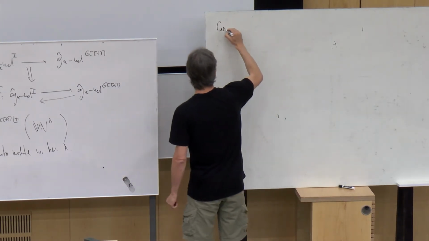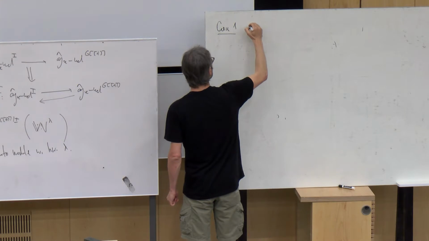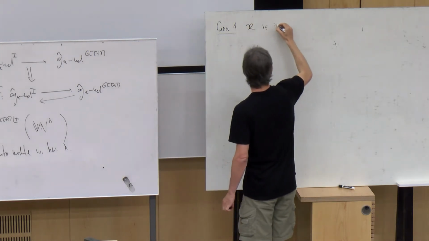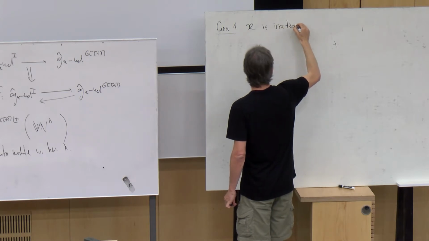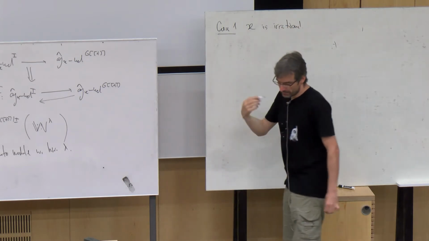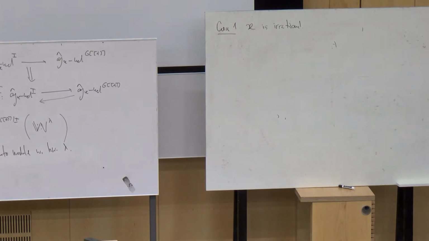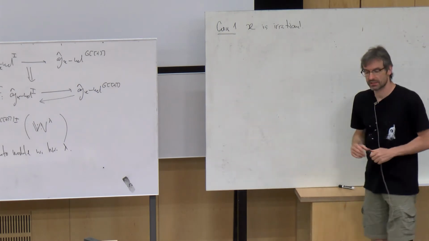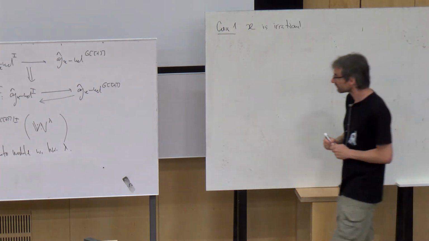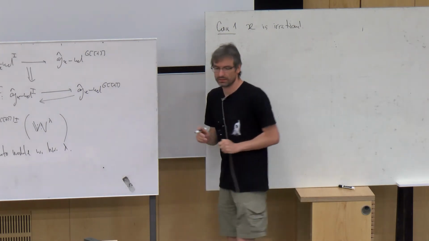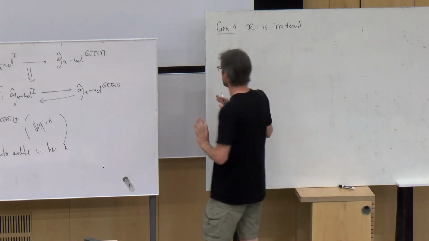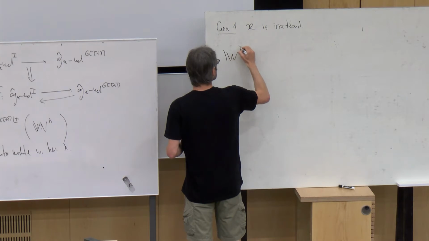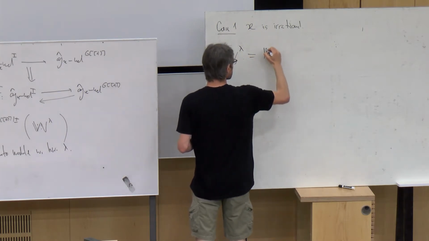So case one is when our kappa is irrational. Which means that on every simple factor of your semi-simple algebra, it's an irrational multiple of the Killing form. On the quantum group side, it means that you are away from roots of unity. So in this case, this is in some sense the dull case, although I don't consider it dull. So in this case, they are the same as Verma modules.